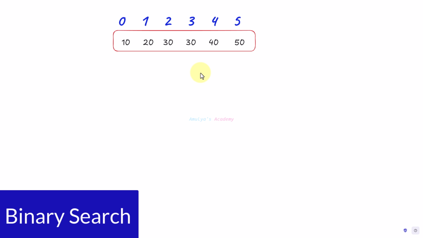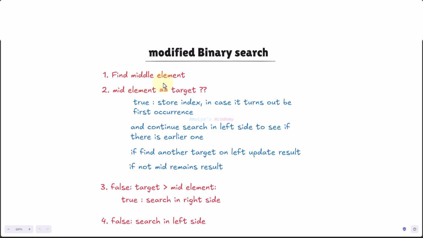So what we need to do is, first we need to find the middle element, then compare the middle element with the target element. If it is equal, then don't return the index like we do in the normal binary search. Here we need to store that index in case it turns out to be first occurrence of that target element. And we need to continue search in the left side to see if there is earlier one. If we find another target on left, update the result. If not, mid remains the result.